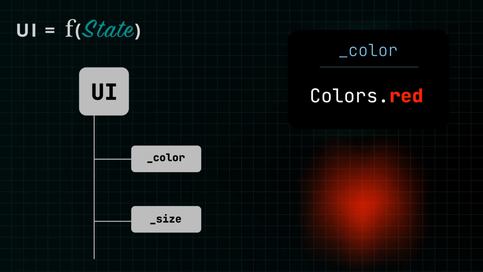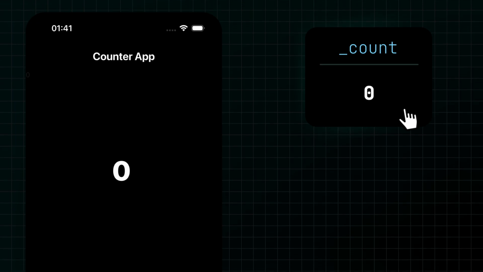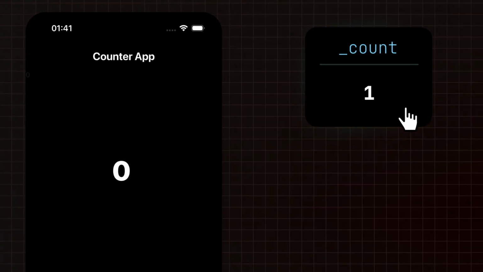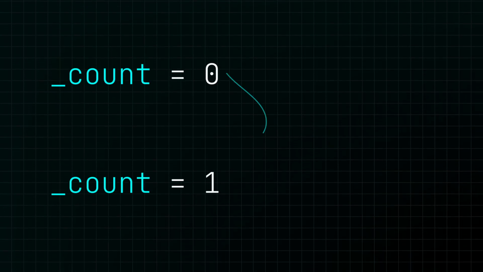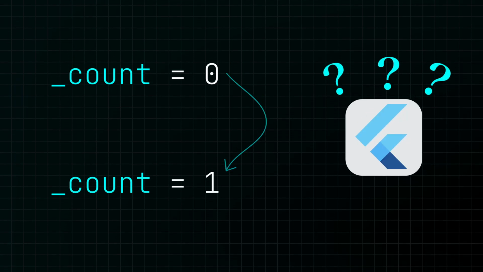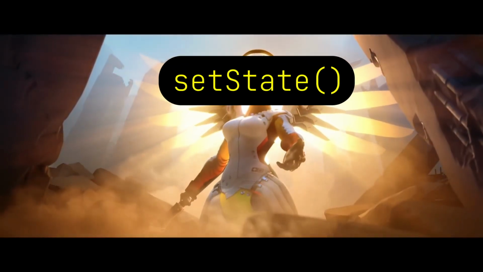So what happens when the data changes? Say our counter goes from 0 to 1. The screen still shows 0. Here's the catch. Just changing the variable does nothing. Flutter does not automatically know something changed. And that is the entire job of setState.